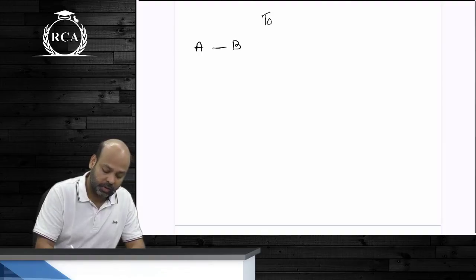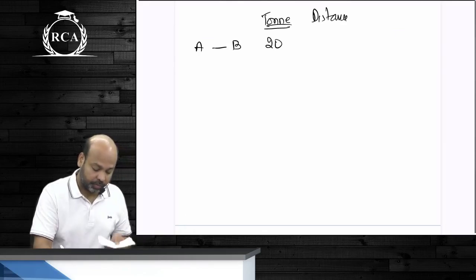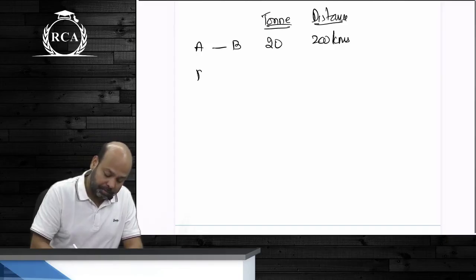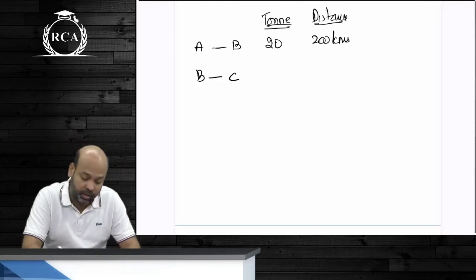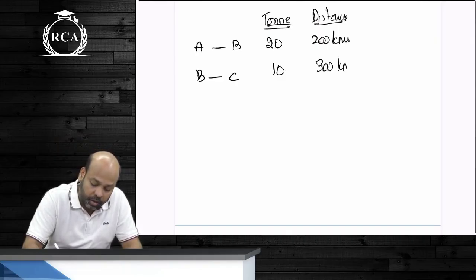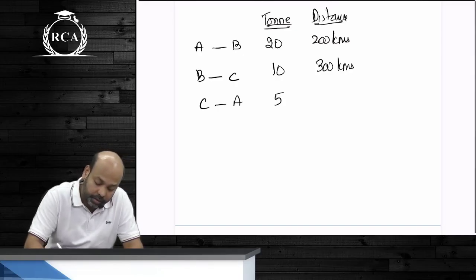Now, let's say from destination A to destination B, the total tonnage that you were carrying was about 20. The total distance that you have covered from A to B is about 200 kilometers. From B to C, let's say that you have carried a tonnage of 10 tons, and that you've covered a distance of 300 kilometers. From C to A, you've carried a tonnage of 5 and you have covered a distance of 450 kilometers.